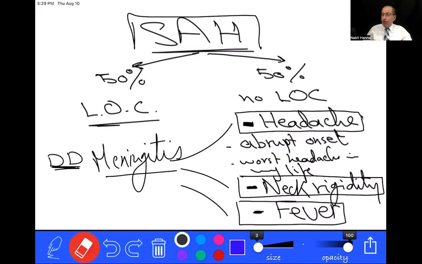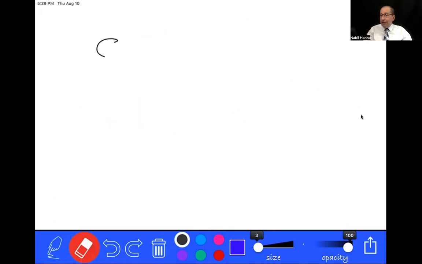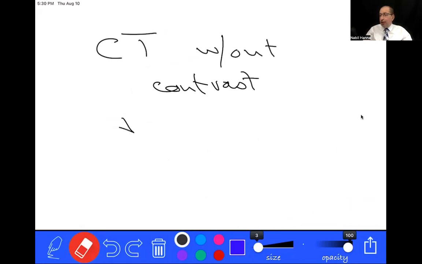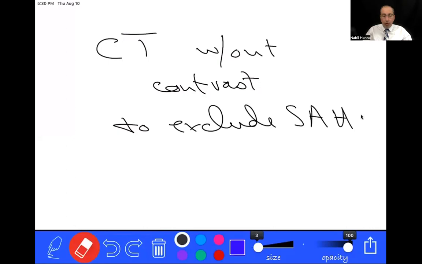So the first step when you have a patient who comes to the ER complaining of headache, neck rigidity, and fever: it could be one of the 50% of patients who do not lose consciousness with subarachnoid hemorrhage, or it could be meningitis. How to tell them apart? The first step is CT without contrast, to exclude or confirm the diagnosis of subarachnoid hemorrhage.